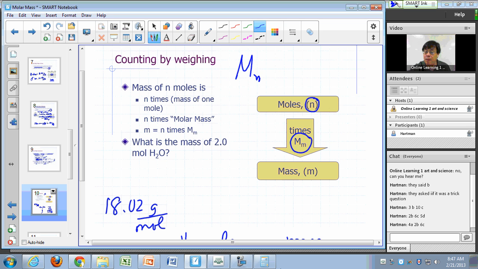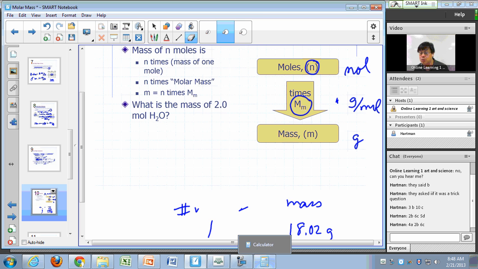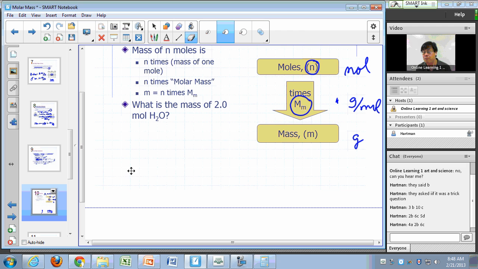So M sub m here is our symbol for molar mass. You have the number of moles, you multiply that by the grams per mole, and that will give you the mass in grams. So what's the mass of 2 moles of water? You can say 2 moles times whatever the mass of 1 mole is. It's like saying, how much does 2 gallons of gasoline cost? Well, the number of gallons times however much 1 gallon costs, right? The number of gallons times cost per gallon.